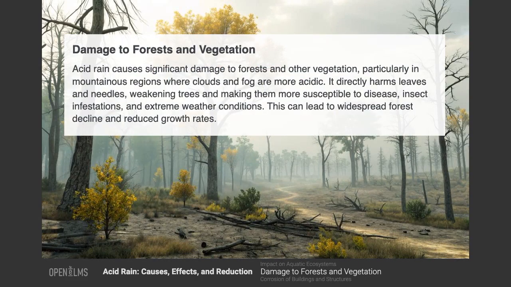Damage to forests and vegetation. Acid rain causes significant damage to forests and other vegetation, particularly in mountainous regions where clouds and fog are more acidic. It directly harms leaves and needles, weakening trees and making them more susceptible to disease, insect infestations, and extreme weather conditions. This can lead to widespread forest decline and reduced growth rates.